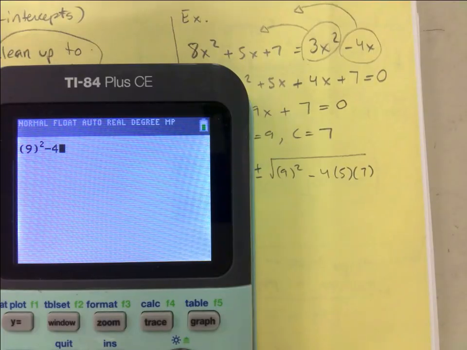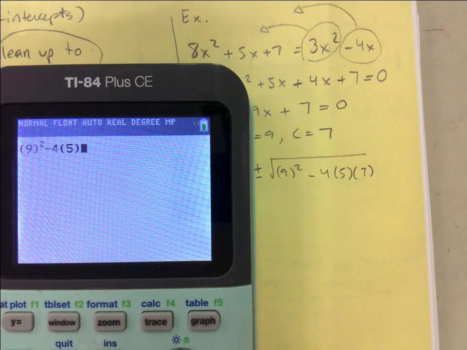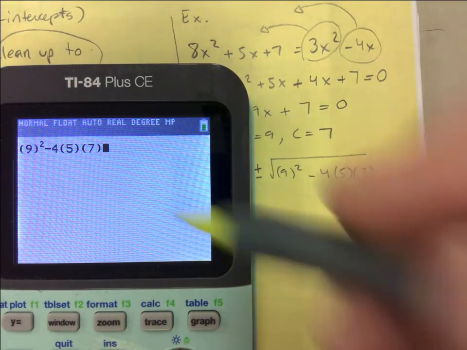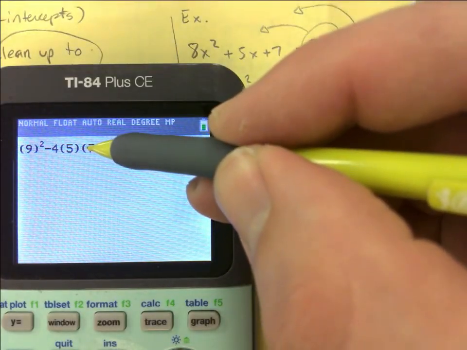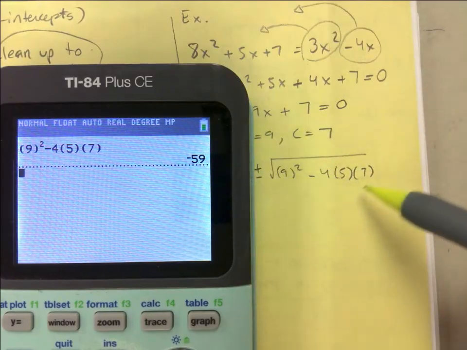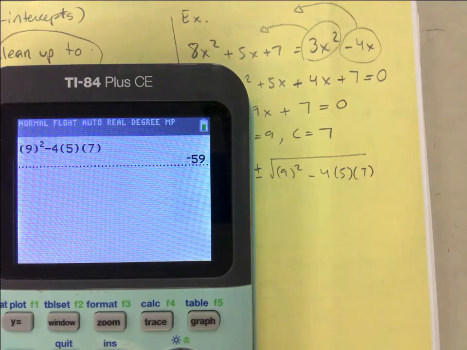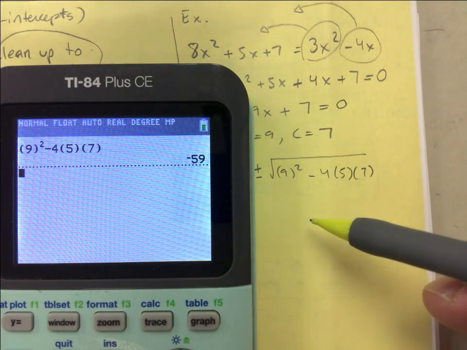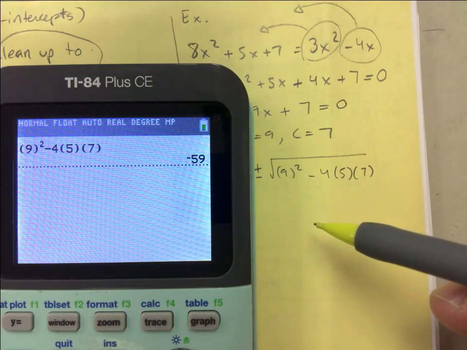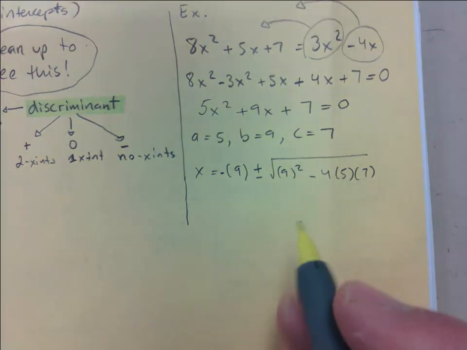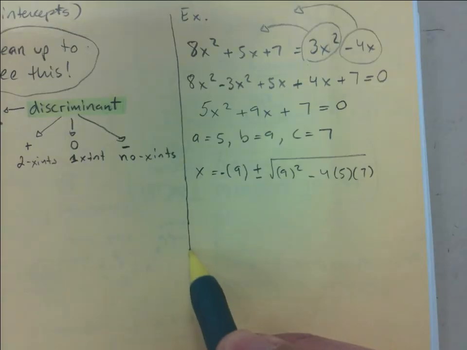If you want to use brackets, then you don't have to worry about any signs. If a number is negative, make sure you use a negative button as you enter it in there. But I get negative 59 here. So negative 59, that means that this one is not going to have roots. You actually stop there. If you get a negative, you show me that it's a negative, and then you say no roots because the discriminant is negative. You're done.